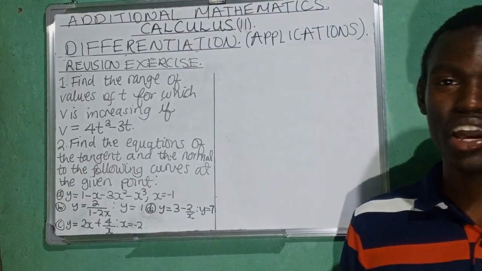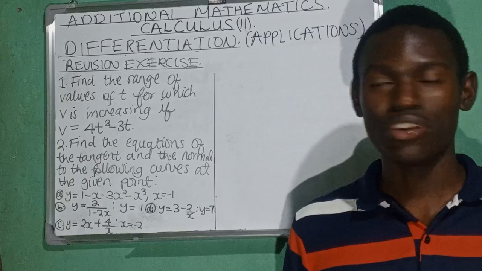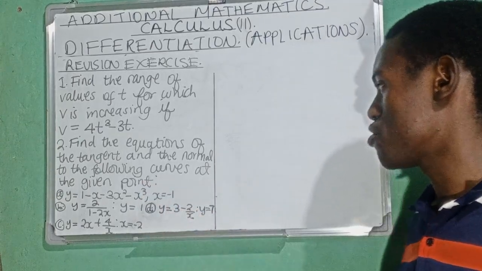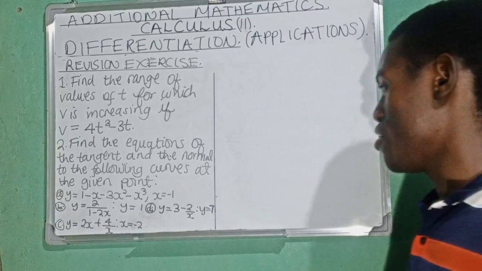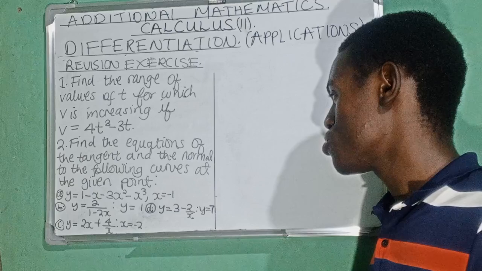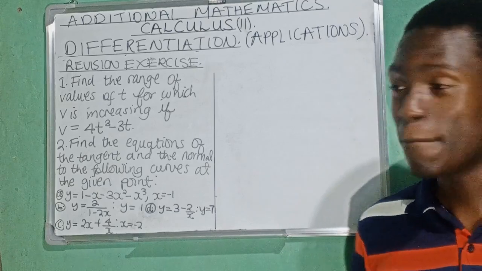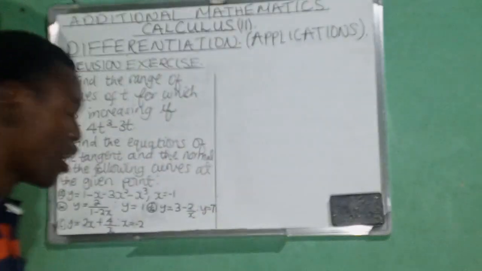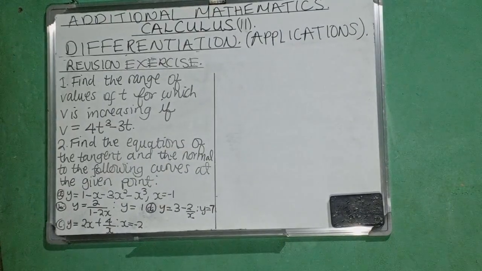And in this video, we are answering question 2b, which reads: find the equations of the tangent and the normal to the following curves at the given point. And then b is y equals 2 divided by 1 minus 2x, at the point where y is equal to 1.